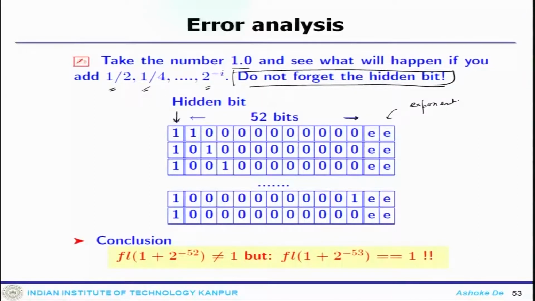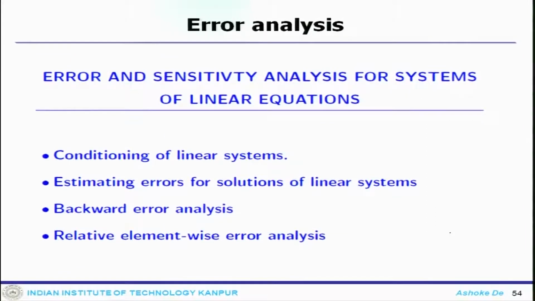Okay. So, that is how you define it. The conclusion here is that floating point of 1 plus 2 to the power minus 52 does not equal 1, but floating point of 1 plus 2 to the power minus 53 should equal 1. That is the message. So, if you make these plus-minus mistakes here, that is going to hit you back.